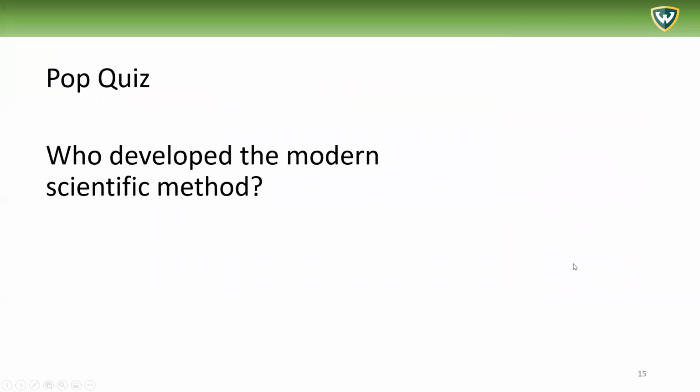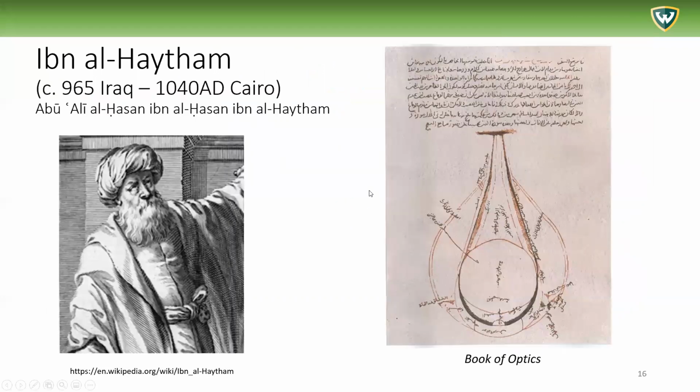We have a pop quiz before we go. Who developed the modern scientific method? Perhaps many of you thought of people like Francis Bacon or those Europeans of the Renaissance, Isaac Newton, and so on. No, even 500 years before Isaac Newton and Francis Bacon, Ibn al-Haytham was actually developing the scientific method. He was from Iraq, but I think he then moved to Egypt, 965 to 1040. This is 500 years before the Renaissance.